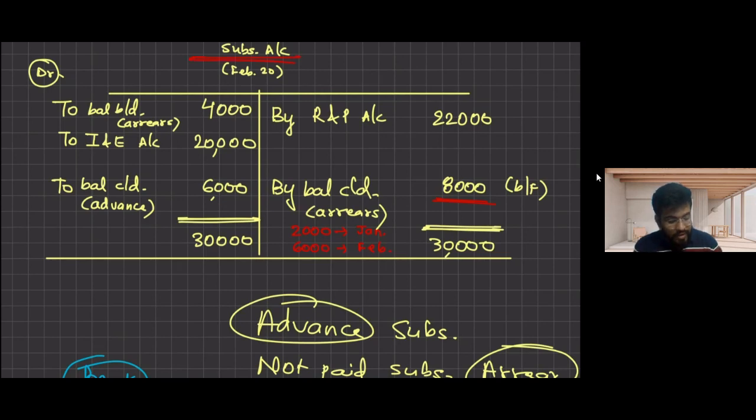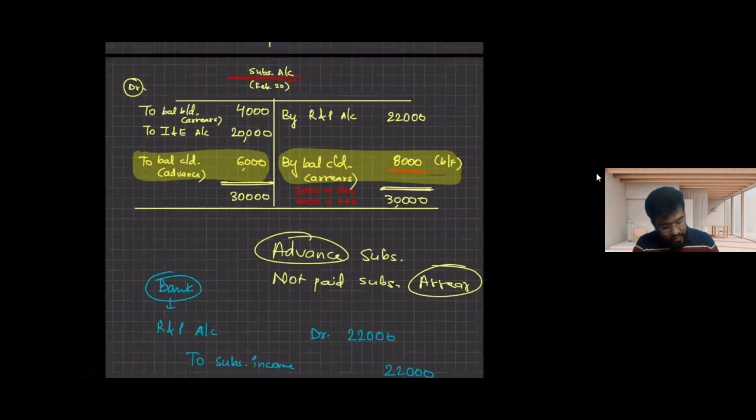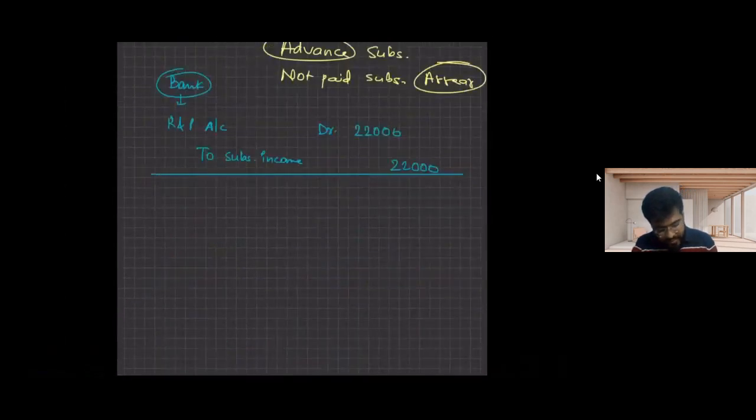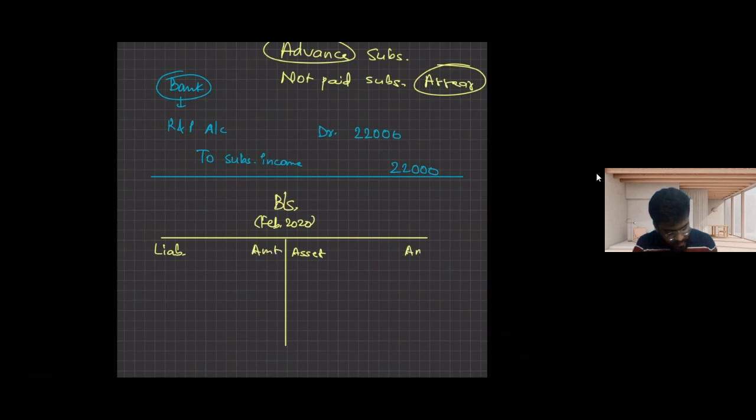So I have two balances here. Balance carried down, which is an advance, this is a liability, and by balance carried down, which is an asset because this is not received but it is due. So in my balance sheet of February 2020, what I will do, I have a liability side, I have an asset side, amount and amount.